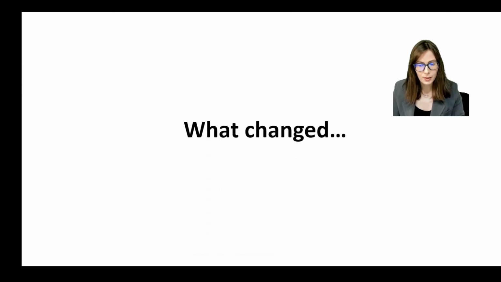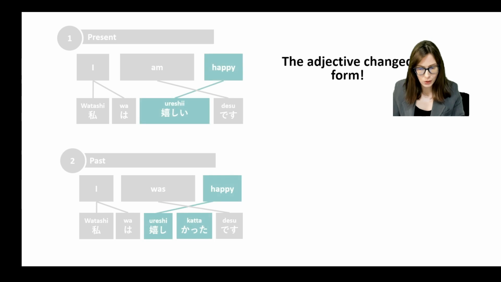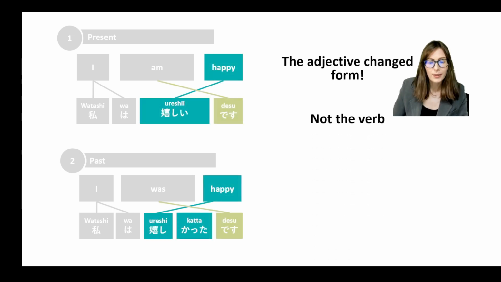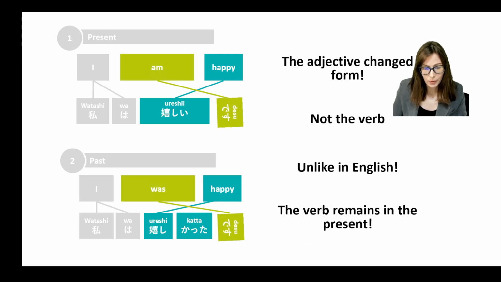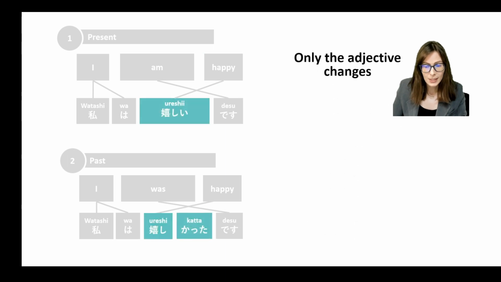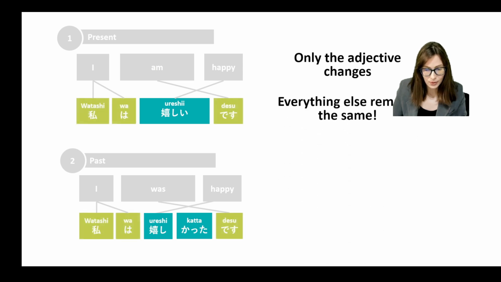What changed is that the adjective changed form, not the verb. As you know, in English, the verb changes form. "Am" becomes "was," right? In Japanese, the verb remains in the present. This is very important. Let me put it this way. It's only the adjective that changes. Everything else remains the same. Okay? Don't worry, we will practice it.